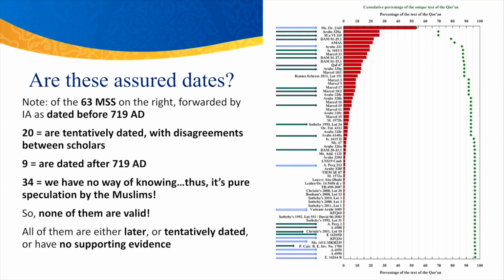So these are clear. What about the last 34? The other 34? Take a look at every one that you see of these red arrows going up. Every one of these we have no way of knowing. Thus, it is pure speculation by Muslims.